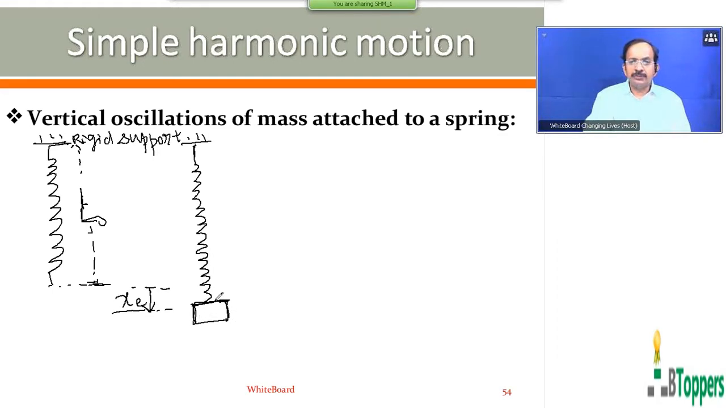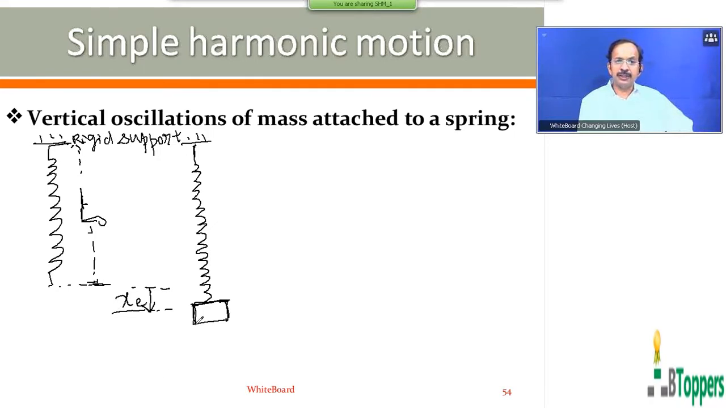So one may see how vertical oscillations of a mass attached to a spring are different from the earlier discussion. Earlier I discussed horizontal oscillations of a mass attached to a spring. Now we are discussing vertical oscillations. In both cases, the same formula is applicable for the time period of oscillations, but there is one distinction. In the case of horizontal oscillations, in the equilibrium position of the mass, the spring has its natural length L0. The spring had no elongation in the equilibrium position.